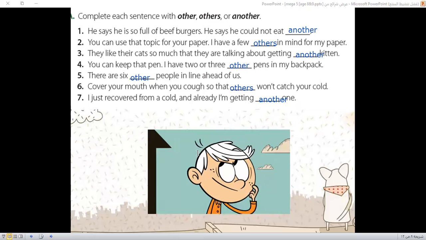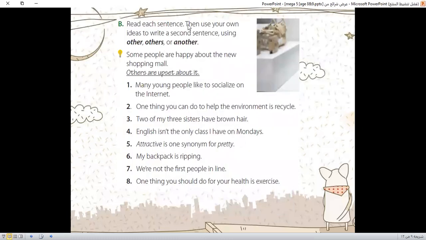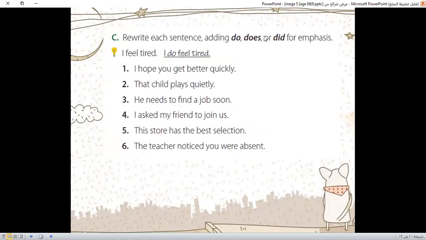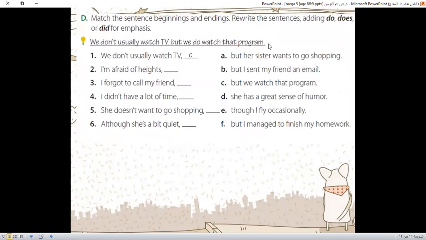Okay. Right. We're going to stop here because we don't have time now. Here, you're going to do exercise B and exercise C. So the next class, we're going to start with them. You're going here to complete the sentences by using other, others, and another. See the example here, and you will understand how to do the rest of the questions. And here you're going to add do, does, or did to the sentences. Just write the sentence again with do, does, and did. Also here, you're going to match, and you're going to add do, does, and did.